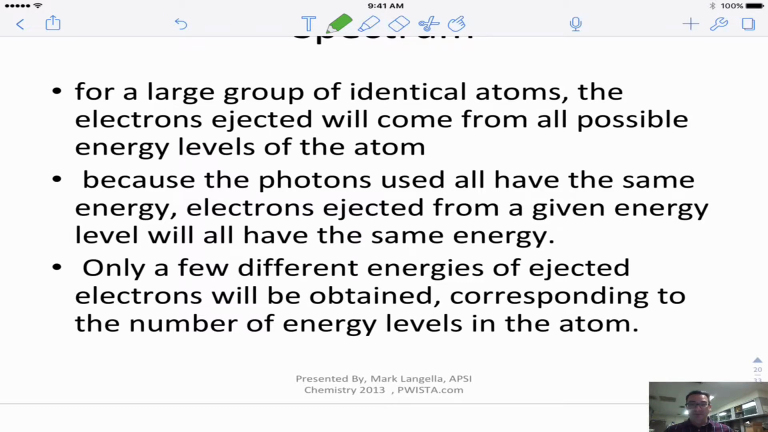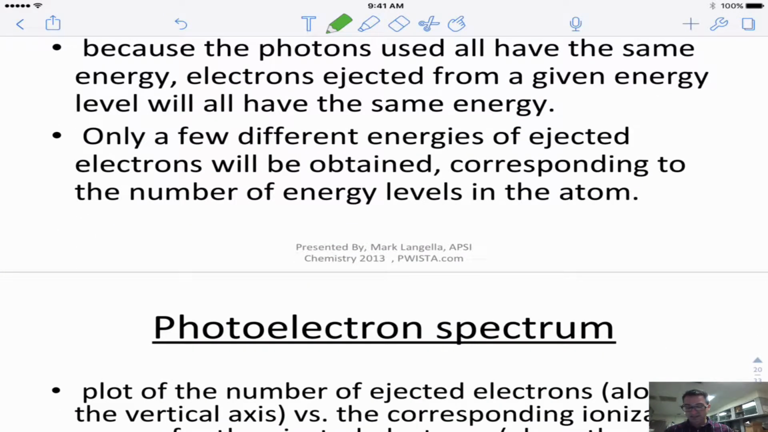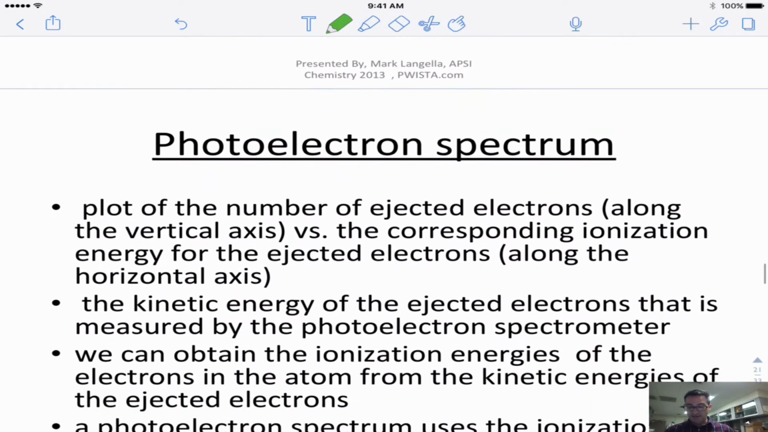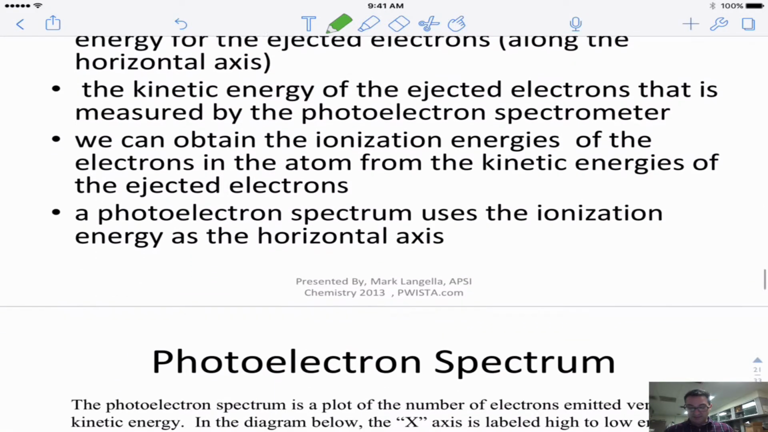So what we're going to get is this Photoelectron Spectrum, and we can actually plot the number of electrons versus their ionization energy. We can determine how many electrons there are in an atom. We could determine the ionization energies for those electrons. It's really kind of neat. So what is this going to look like? Well, let me show you.